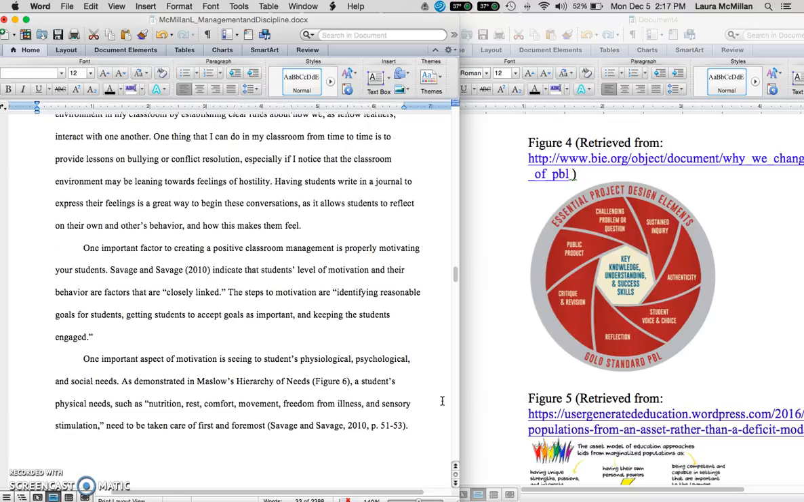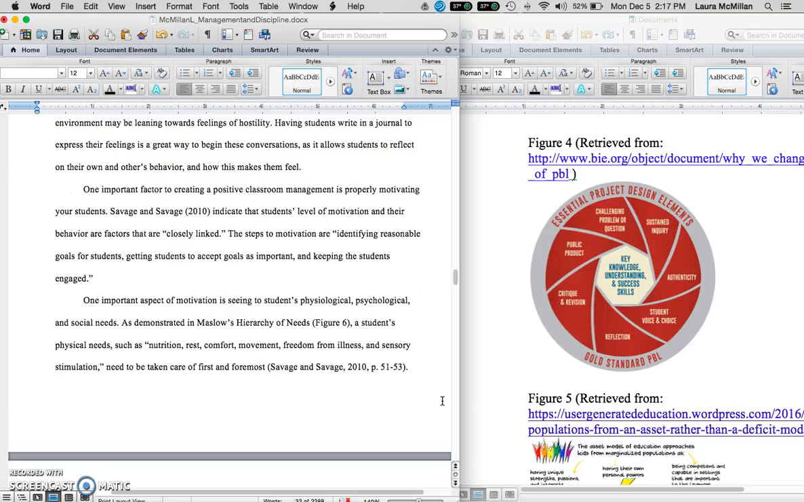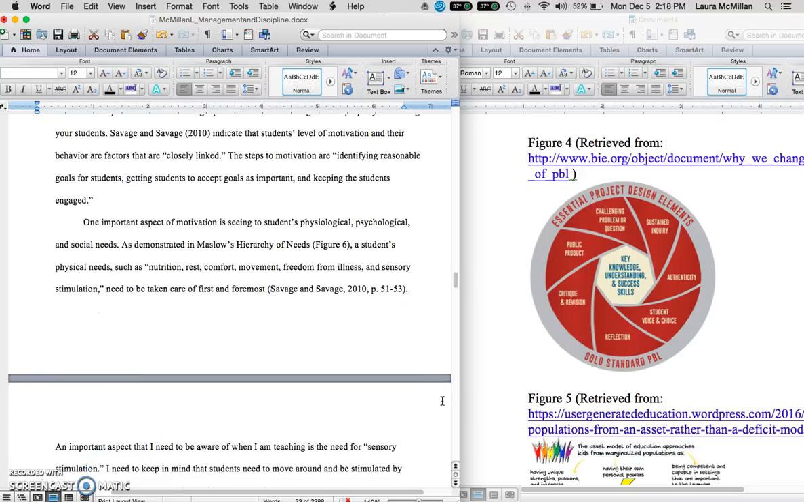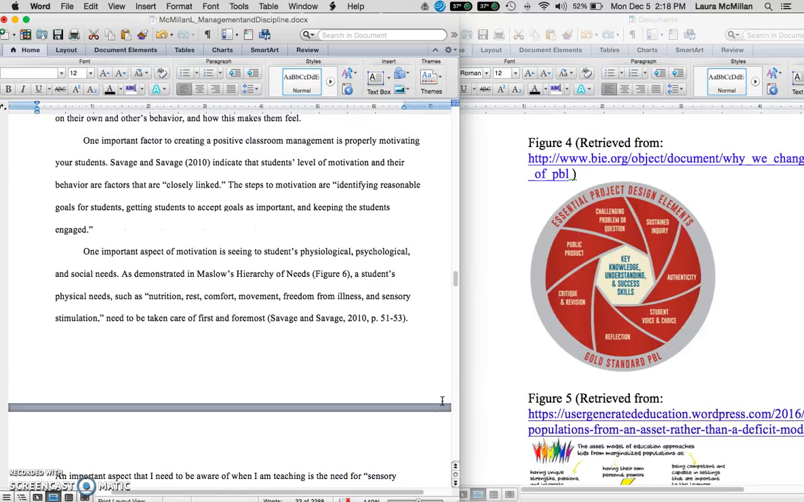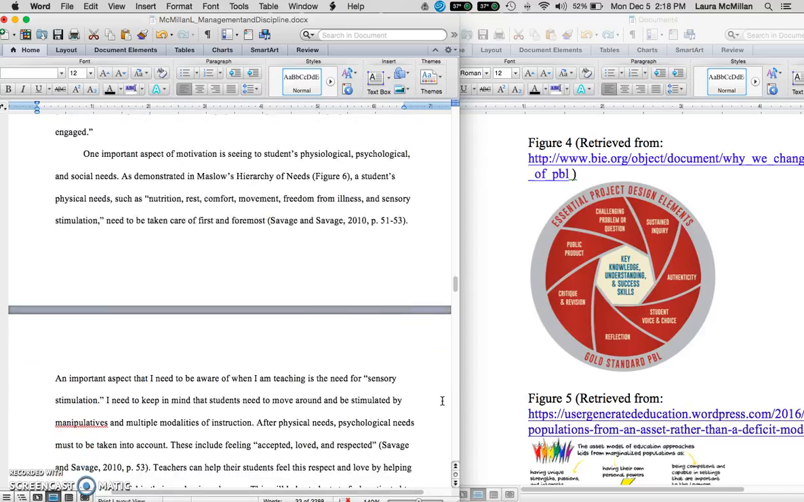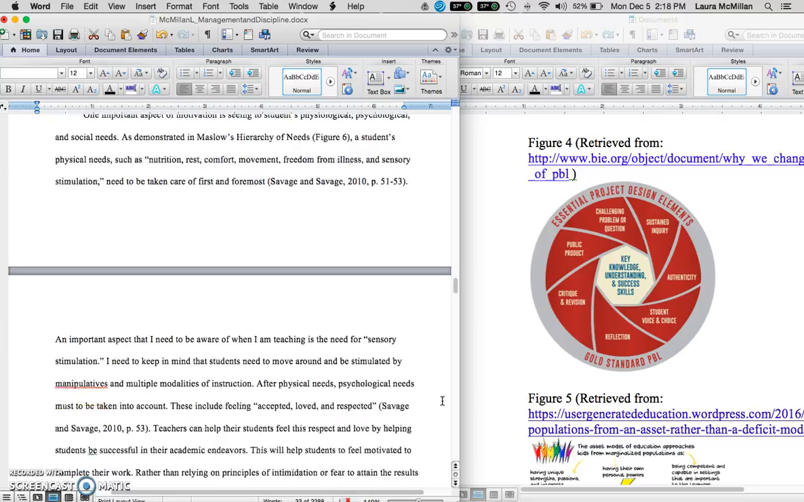One important factor to create a positive classroom management is properly motivating your students. Savage and Savage indicate that students' level of motivation and their behavior are factors that are closely linked. These steps to motivation are identifying reasonable goals for students, getting students to accept the goals as important, and keeping the students engaged. One important aspect of motivation is seeing to students' physiological, psychological, and social needs.